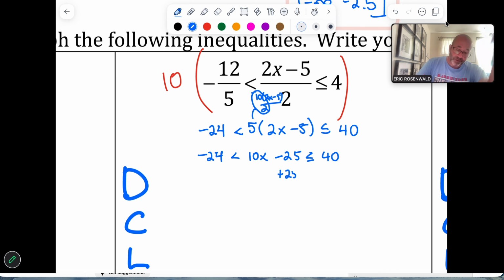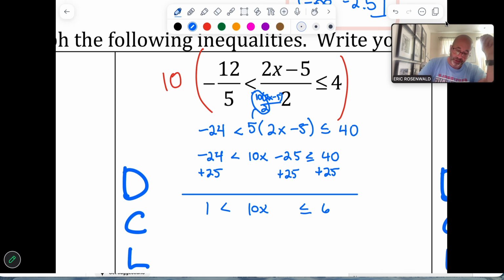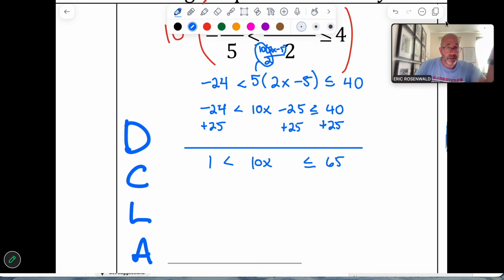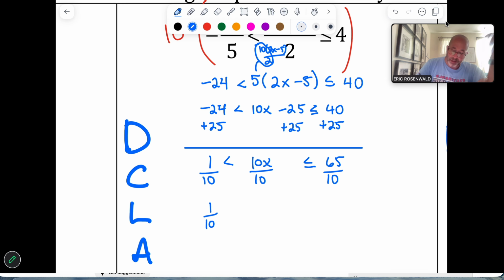So if I add 25 here, I'm going to add it to the right, but I'm also going to add it to the left. Okay, and what we end up with is 1 is less than 10x, which is less than or equal to 65. Okay, from here, we'll go ahead and divide by 10, and since I do it to one part, I do it to every part. And we have 1/10 is less than x, which is less than or equal to 6.5.